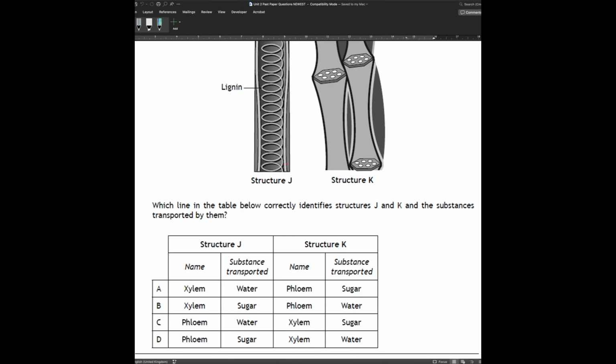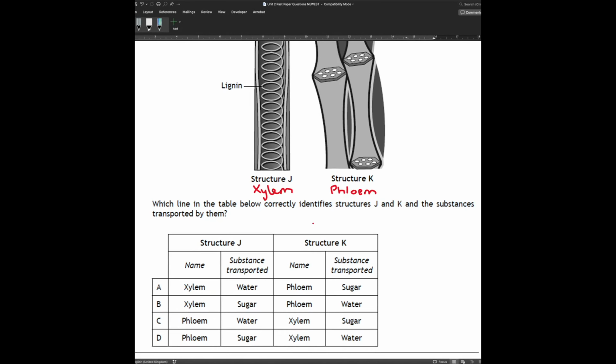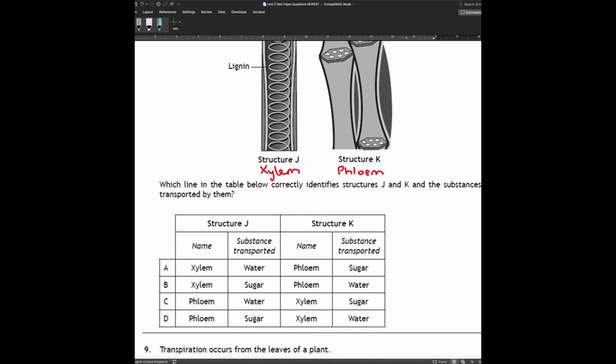Structure J there. Now, what can we see about it? Well, we can see it's got little rings of lignin there, okay? And I think if we remember back to our notes from a couple of minutes ago, that makes that the xylem, okay? This one here, we can see the sieve plates, can't we? We can also see the companion cells as well there at the side, and therefore that makes this the phloem. Now that we know it's the phloem and the xylem, we have to remember what they transport. Now, the xylem, it transports both water and minerals, and the phloem transports sugar. So let's have a look at the table here and see which ones. Structure J is the xylem. We know that there.